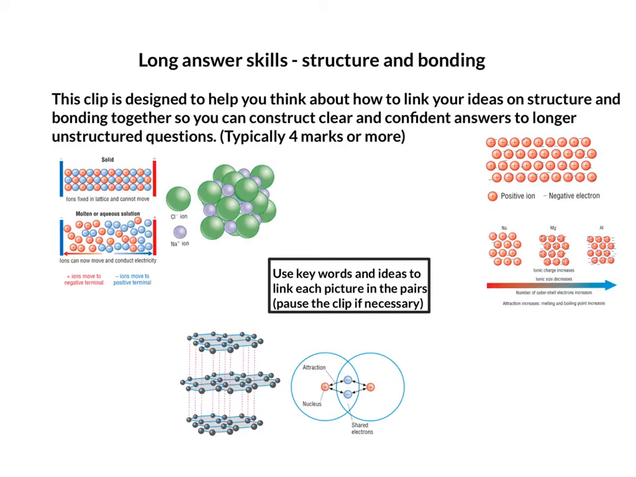So let's have a think about some ideas first before we try a long answer question. I've taken pairs of graphics that I found on the open internet and popped them on here because they actually link to each other. If you look closely, you'll see that each pair of graphics contains a lattice, and a little bit of pictorial information about that lattice. You've got a giant ionic lattice in sodium chloride, a giant metallic lattice, and a giant covalent lattice.